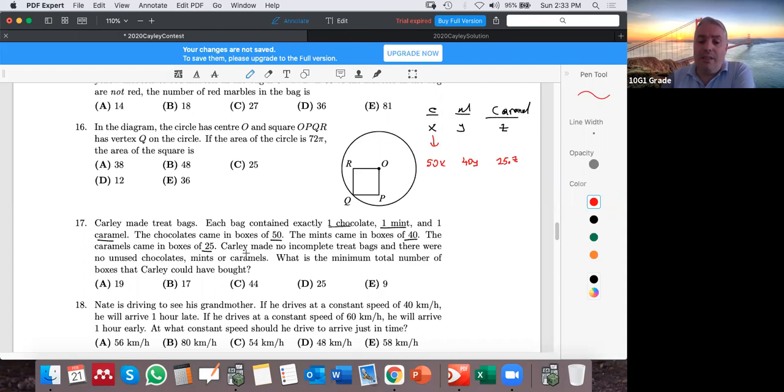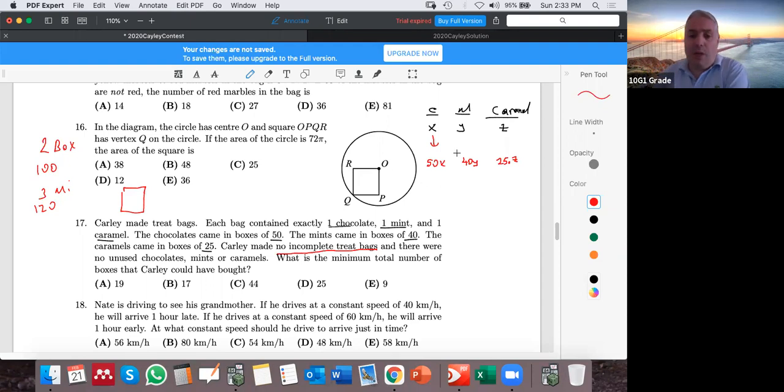Now here is the key point: Cayley made no incomplete bags. So when we prepare a box, in this box we should have chocolate, mint, and a caramel. And when we open the boxes of each of them, there mustn't be remaining chocolates or remaining mints or remaining caramel in that box. So, for example, if I open 2 boxes of chocolates, I have to use 100 chocolates. If I open 3 boxes of the mints, I have to use 120 mints. So there must be something in my hand.